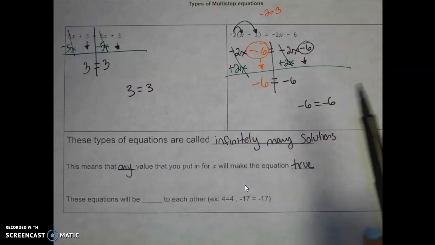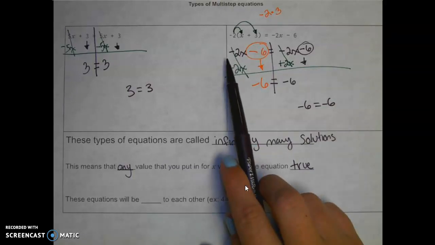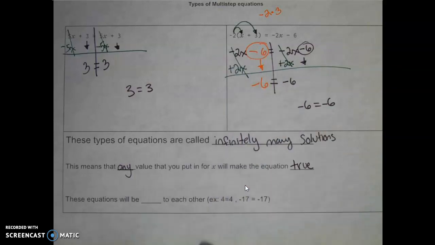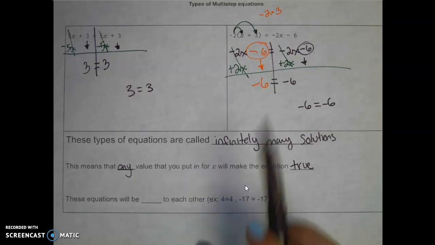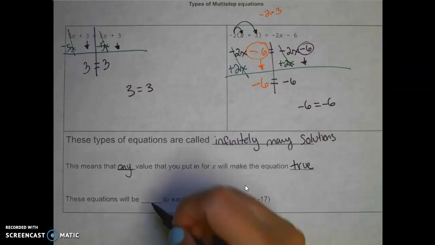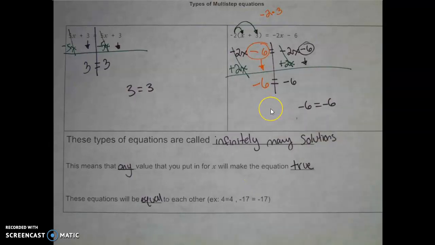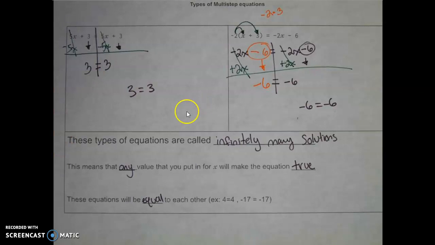Did you also notice something right here? Negative 2x minus 6 equals negative 2x minus 6. If you notice that, you can instantly know that those are infinitely many solutions. They're the same equation. So these equations will be equal to each other. So an example would be 4 equals 4, or up here, negative 6 equals negative 6, 3 equals 3, and so on and so forth. So if you see that the left side is the exact same as the right side, you can know instantly it's infinitely many solutions.